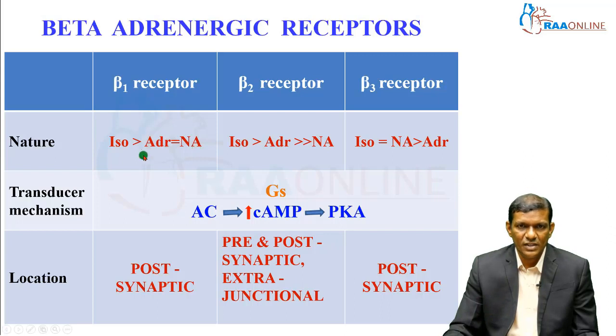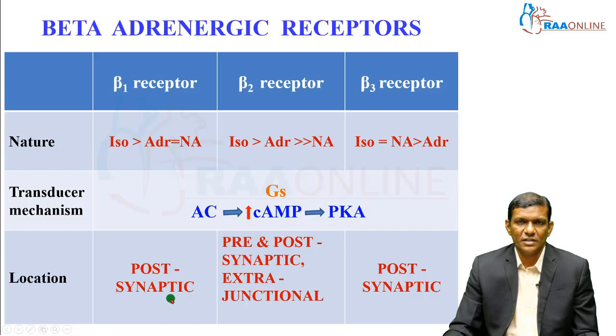When you see the affinity, isoprenaline has the most affinity towards beta receptors in all three subtypes. For adrenaline and noradrenaline, the affinity is almost equal for beta 1. In beta 2, adrenaline acts more, whereas for beta 3, noradrenaline acts more. So these are the various affinities of different catecholamines for the various subtypes of beta receptors.